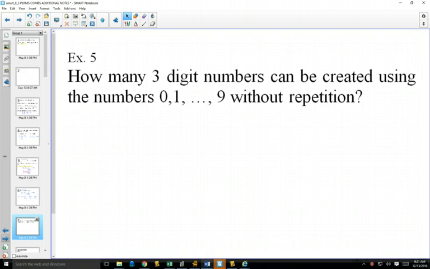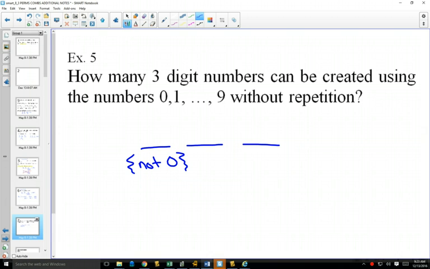So now we want a 3-digit number. We want to use the numbers 0 through 9 without repetition, so you're not allowed to repeat a number. How many can be done? Okay, I'm going to give you a start on this. Did you find the restriction on this one? It's a 3-digit number. On one of these digits, there's a restriction. Where is that restriction? The first one. What is the restriction on the first one? It can't be 0. So this is not 0.